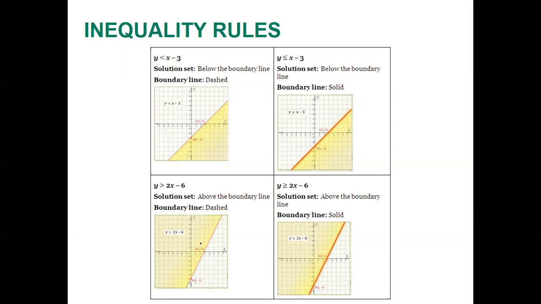If you're greater than, you're shaded above the boundary line. And your line is dashed. And if you're greater than or equal to, you're shaded above with a solid line. So these are your dashed lines. And these are your solid lines. These are below. This row is below, and this row is above.